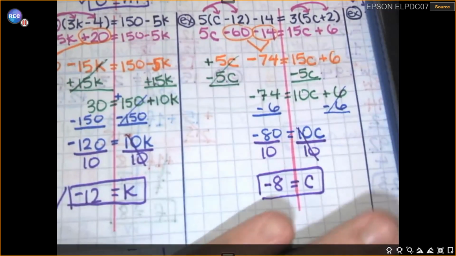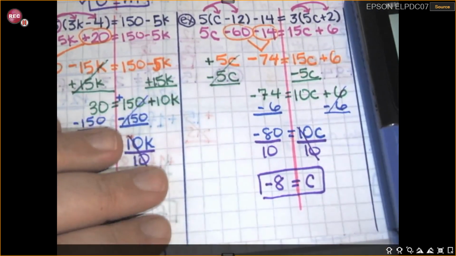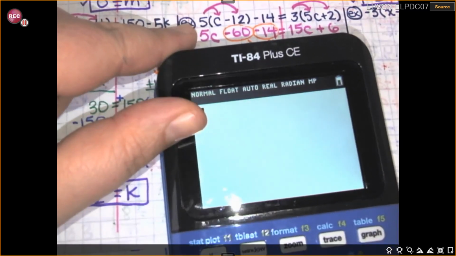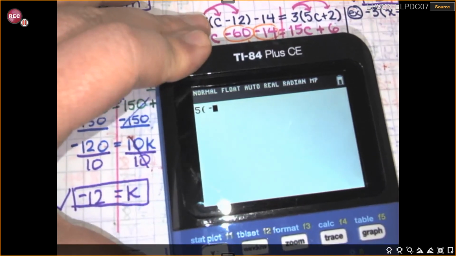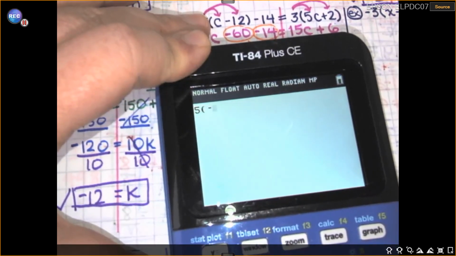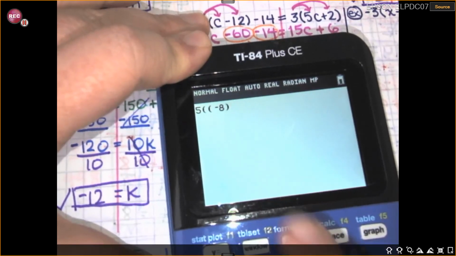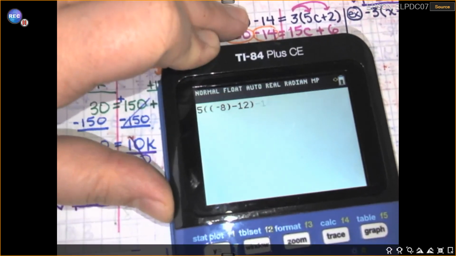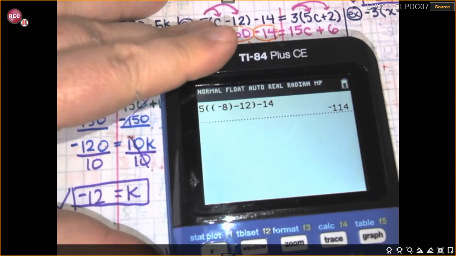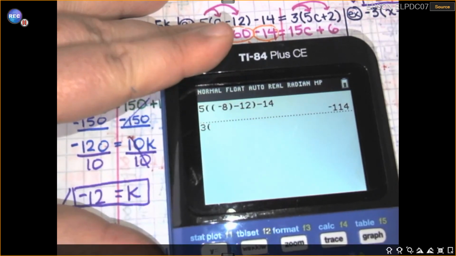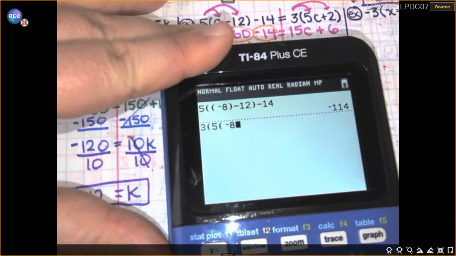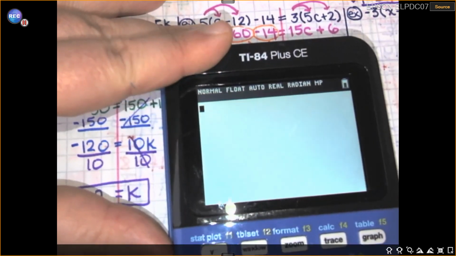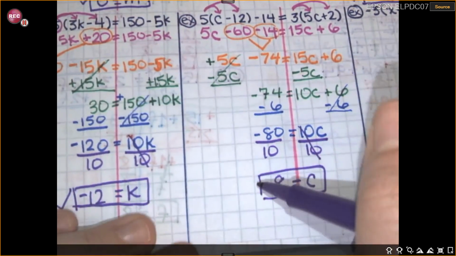Okay, so last thing, I'm going to check my answers real quick. So I'm going to put a negative 8 for c. So on this side, we get 5 parentheses, and then oopsies, parentheses, negative 8. I put it in parentheses because I'm replacing the variable. Minus 12, and then close the parentheses, and then minus 14. Boom. Negative 114. Over here, we have 3, parentheses 5, and then replace c with negative 8. And then plus 2, and then close the parentheses, negative 114. And there you go. That is our solution.